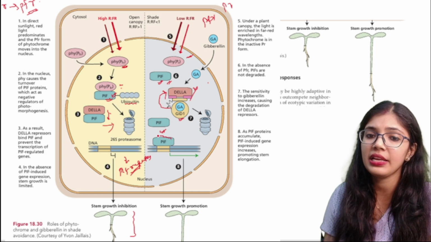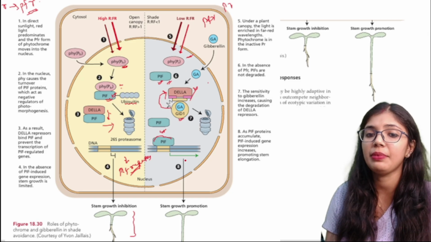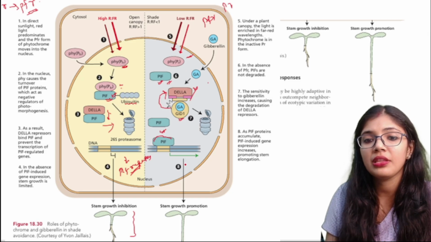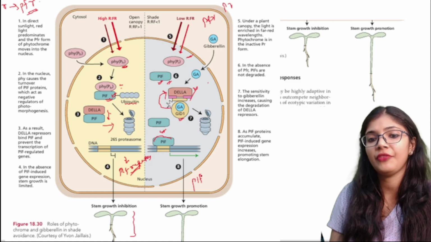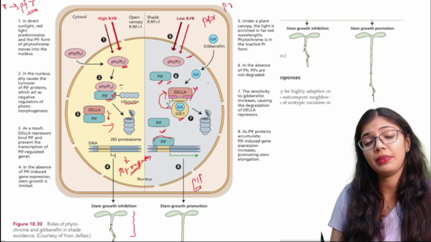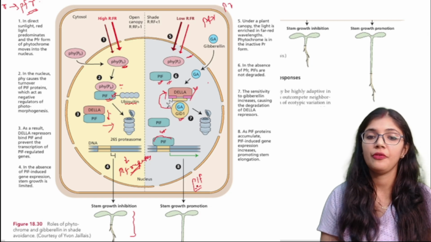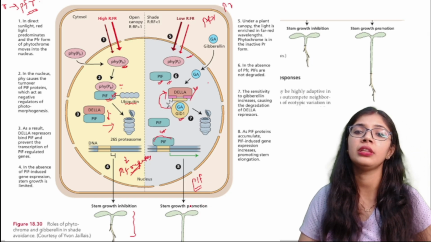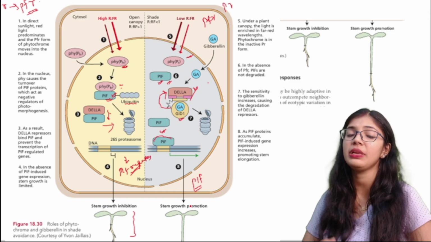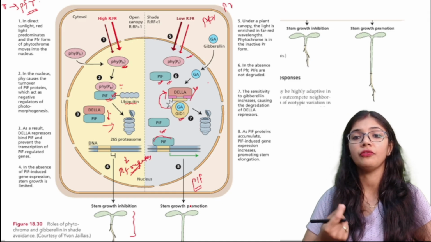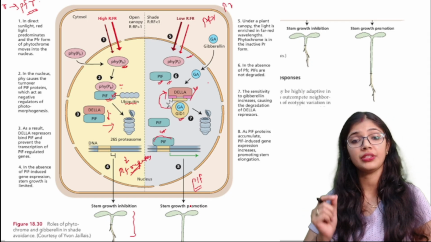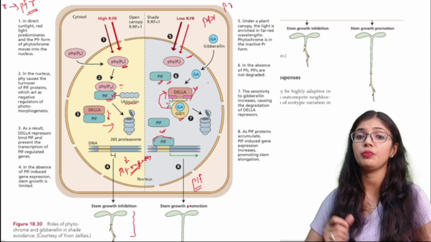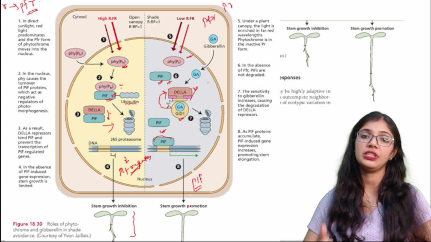So here it can bind in this promoter region, and it will help in the formation of this PIF inducing factor, due to which there will be the growth of the plant. So there will be a promotion of the stem growth. This is how the gibberellic acid as well as the phytochrome is regulating the growth of this plant.